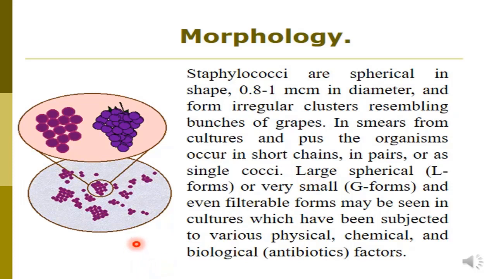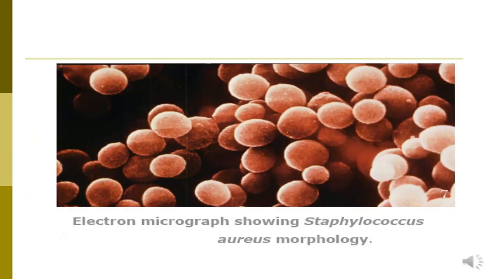L form, as you know, arises when the Staphylococci are exposed to a beta-lactam antibiotic like penicillin, piperacillin, and so on; they lose the cell wall. Thus, it is called L form bacteria. While G form is representative of very, very small strains of Staphylococcus aureus, and also a filterable form will be formed even after exposure to physical or chemical factors. This image represents the grape-like clusters of Staphylococcus aureus under electron microscopy.